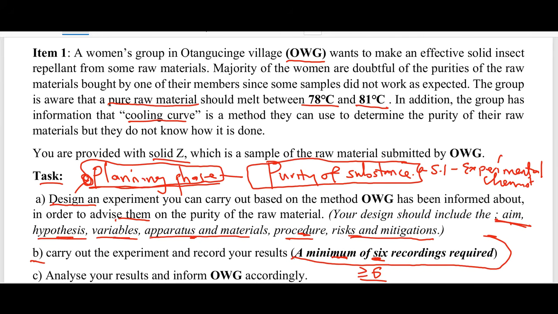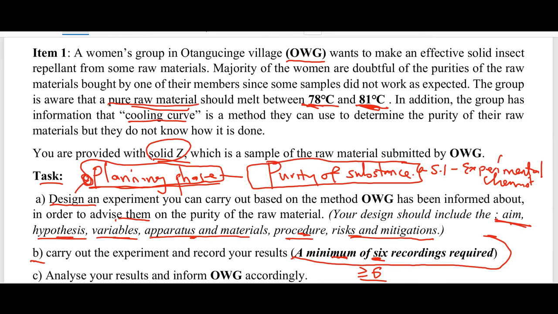So when you look at this, in the scenario they have stipulated it very well that a pure raw material should melt between 78 and 81 degrees Celsius. So our aim in this experiment is to determine whether this substance, solid Z, that they have given us can melt between 78 and 81.